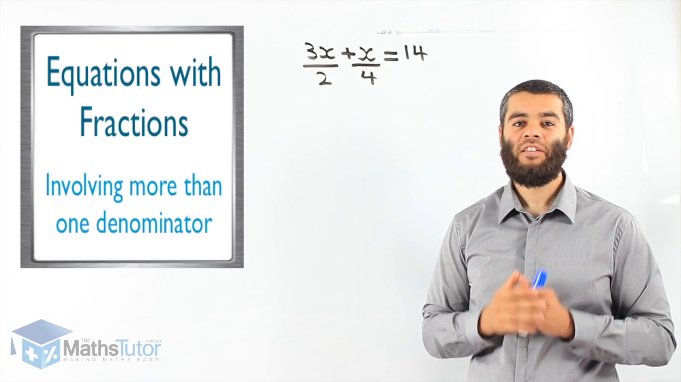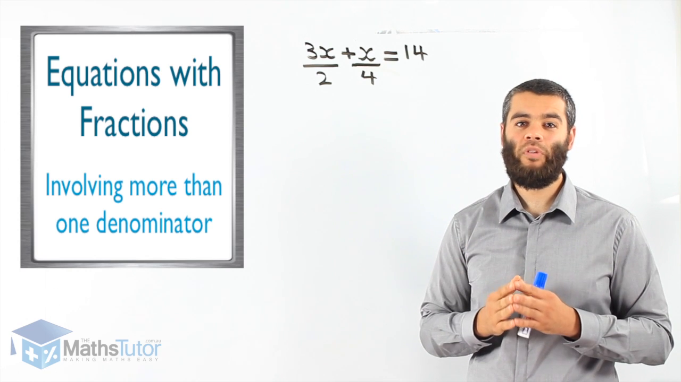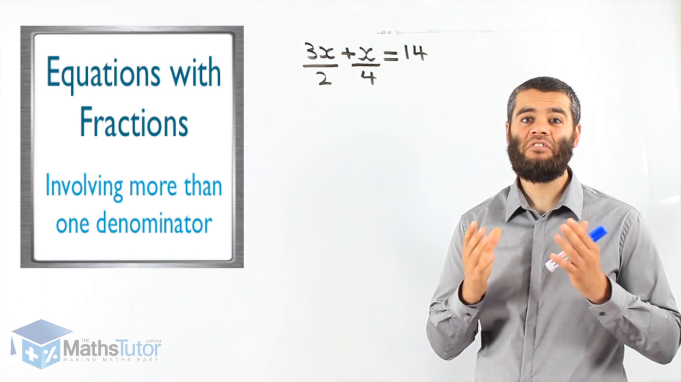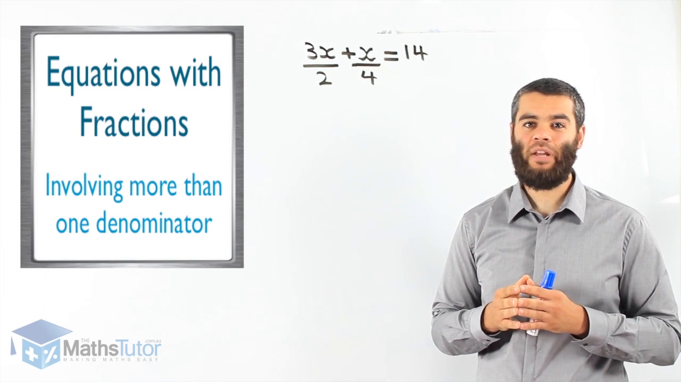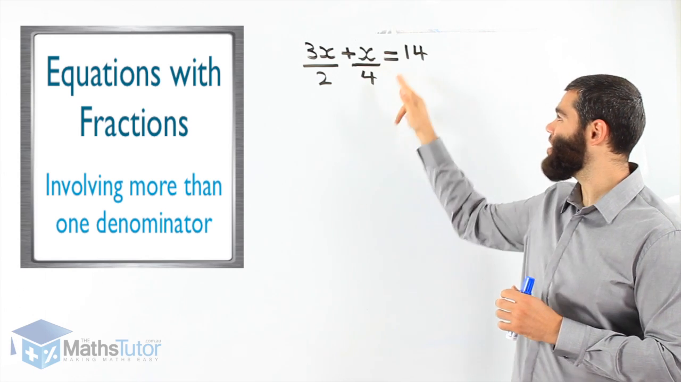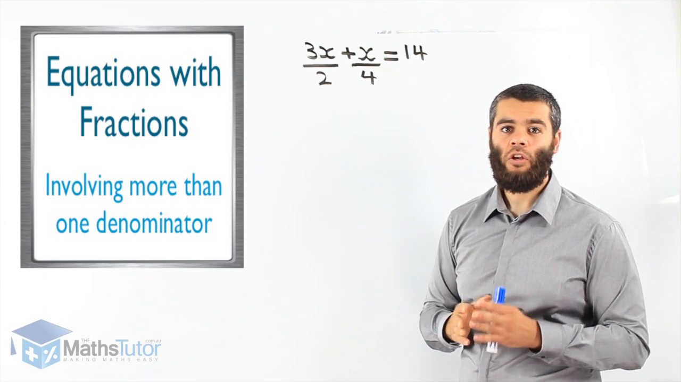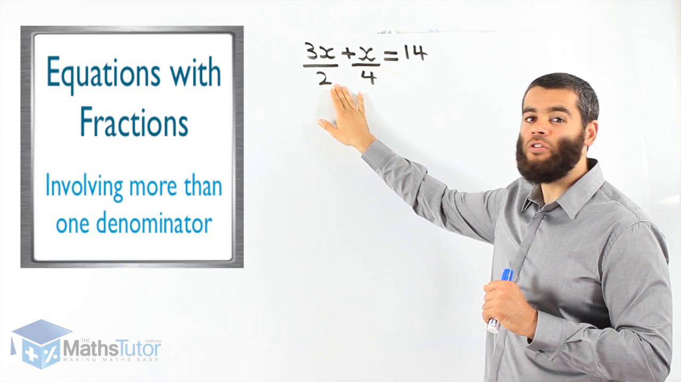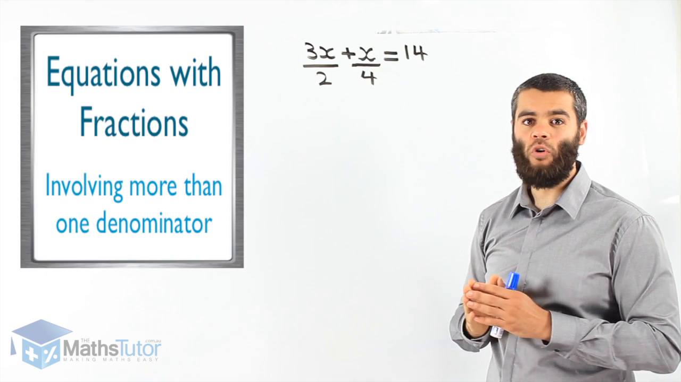Hey everyone! Today we're going to go a step further with equations. Equations with fractions, but this time equations that involve more than one denominator, like this example here. 3x over 2 plus x over 4 equals 14. We can identify straight away that we have two denominators, the 2 and the 4.